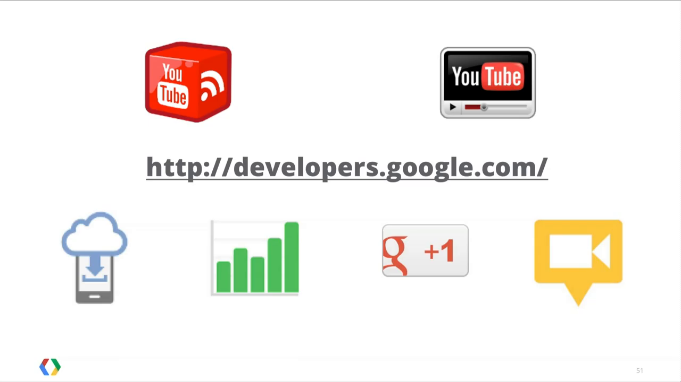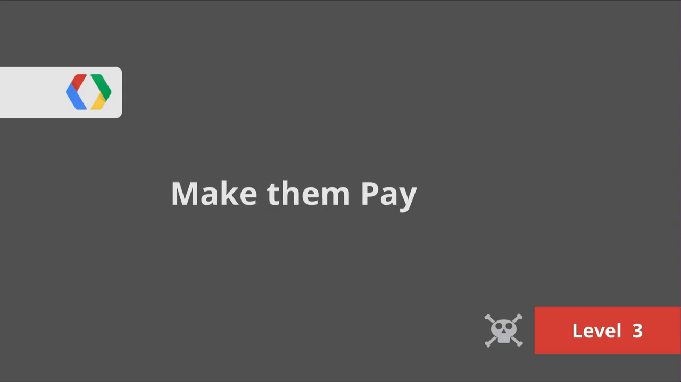All right. So the important part. Level three. We made it through the first two. Yes, made it through the first two. So it's all about making them pay. Oh, I think actually I'm doing this, right? I think you're doing this anyway.